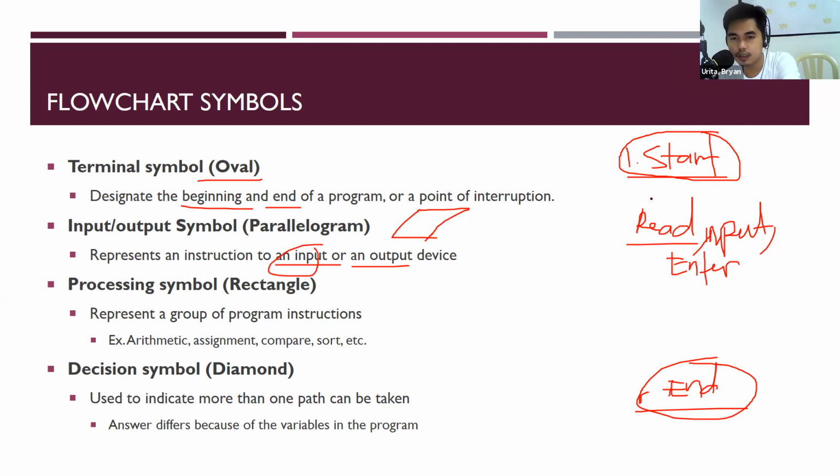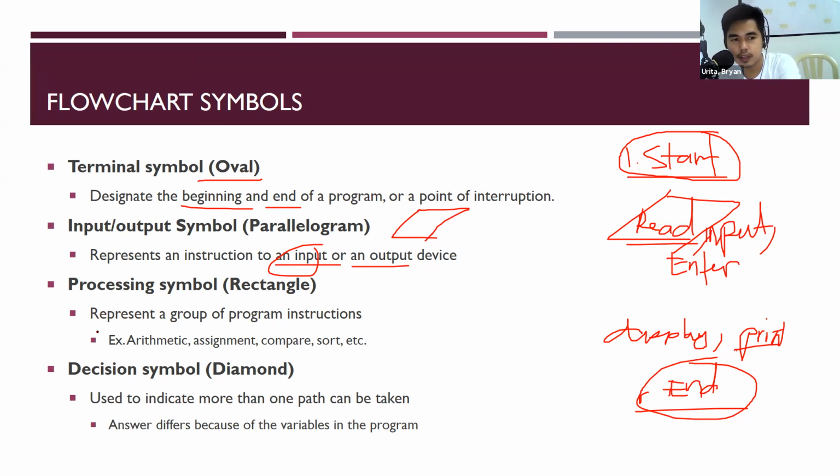Now, on the other hand, we have output. Pag display naman, display, show, print. So yung mga ganun, print. Pag nakakita na tayo ng ganyan, kasi ipiprint yan, ipiprint sa screen, meaning that is an output. So we are using the parallelogram symbol.